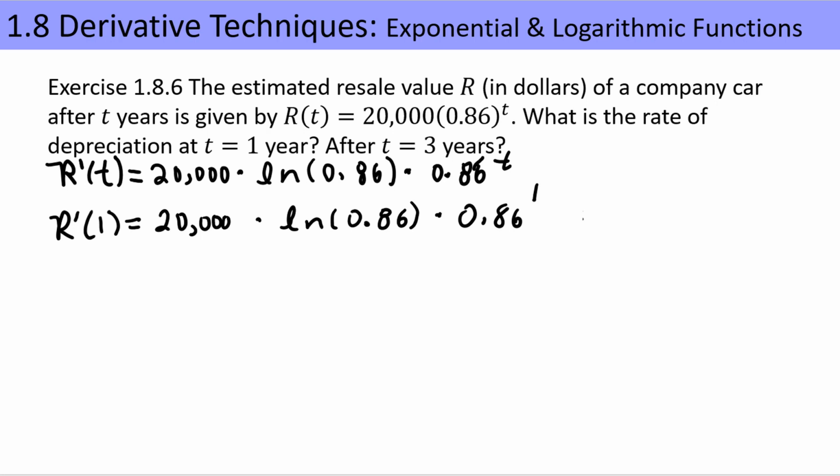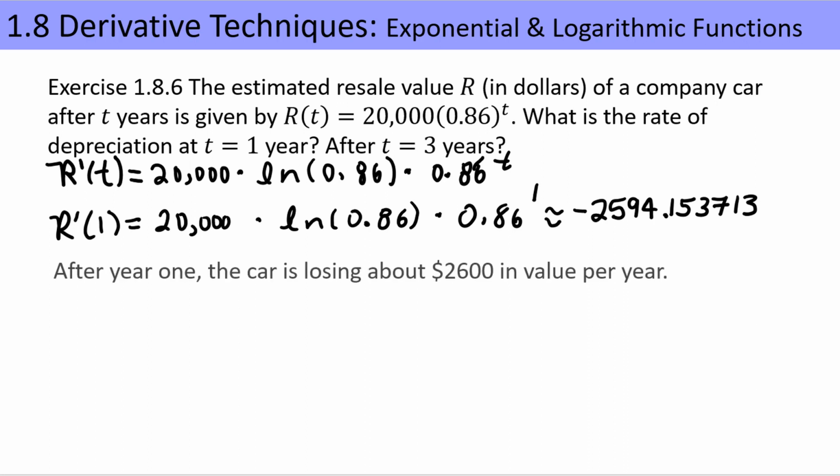Key this into your calculator, and the output is negative 2594.153713. What does this mean? It means that after year 1, the car is losing about $2,600 in value per year.